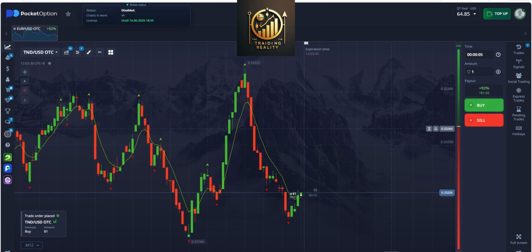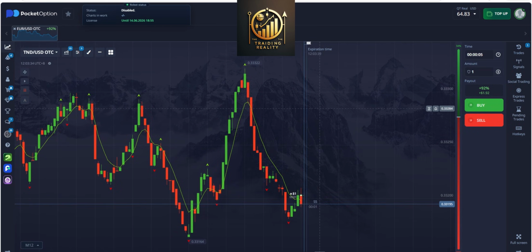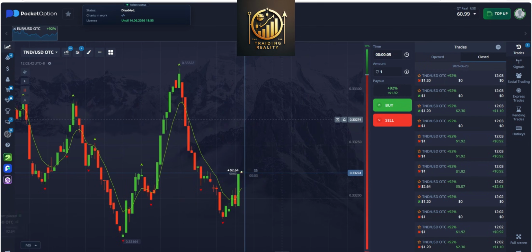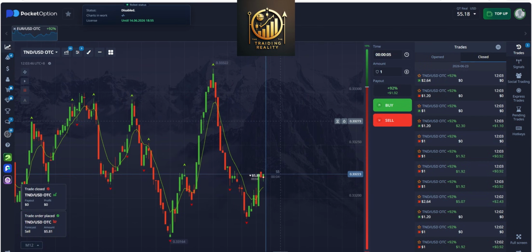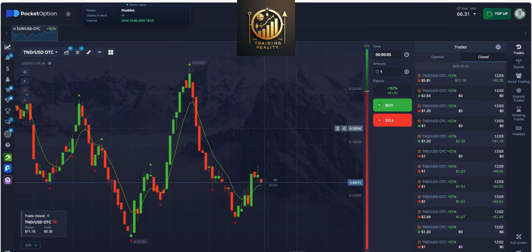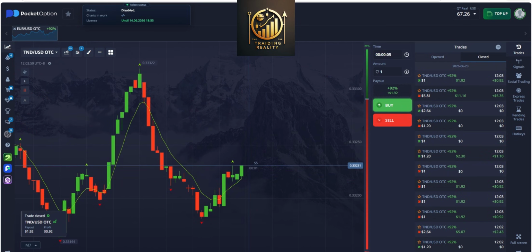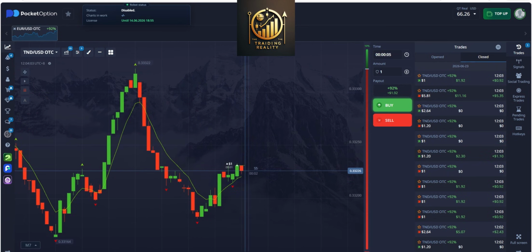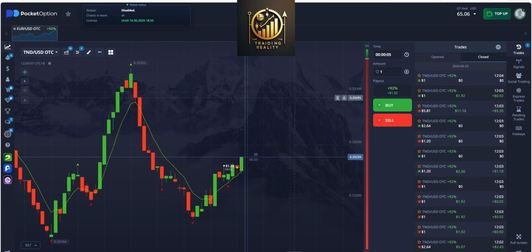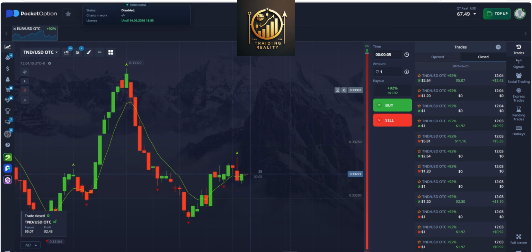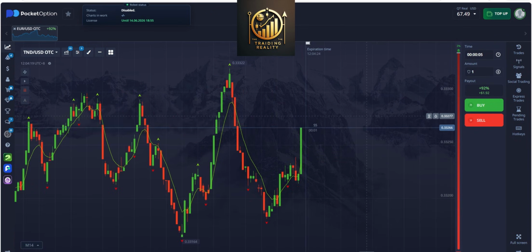Trading direction options, inverse trade off. When inverse trade is turned off, the bot will continue trading in the same direction as your original trade. Example, if you select call and the trade loses, all subsequent Martingale trades will also be call trades. If you select put and the trade loses, all subsequent Martingale trades will also be put trades.